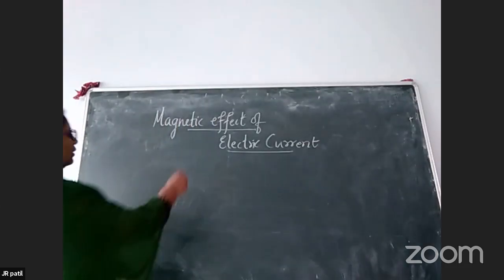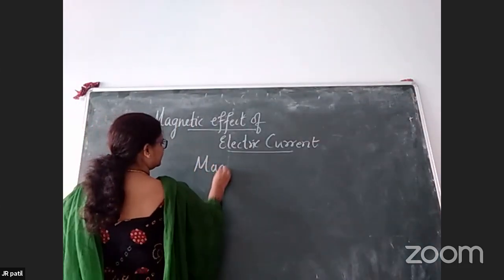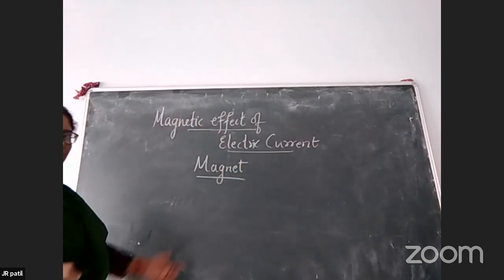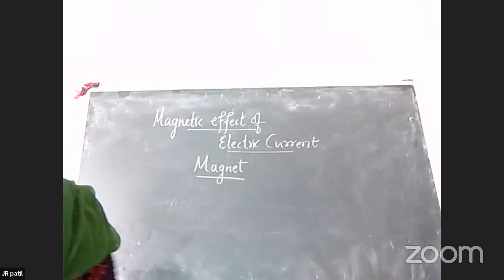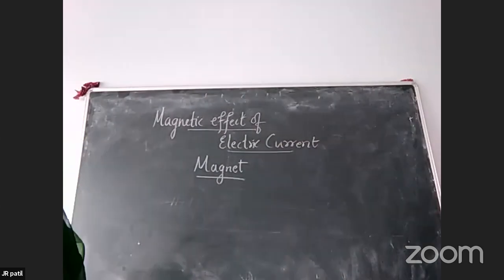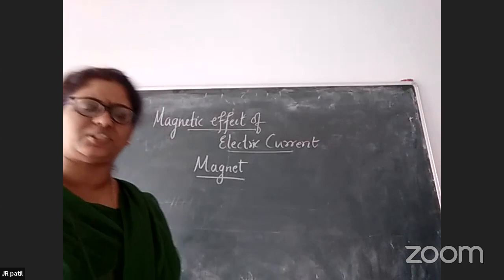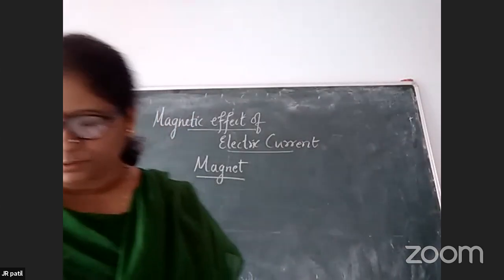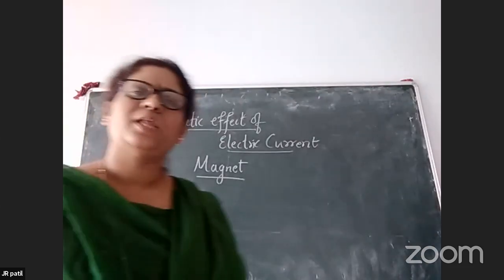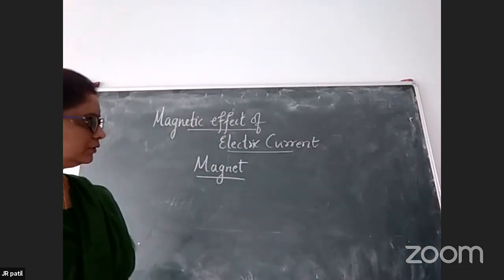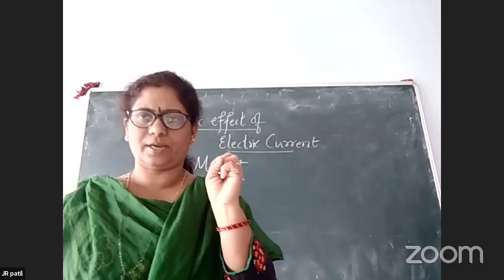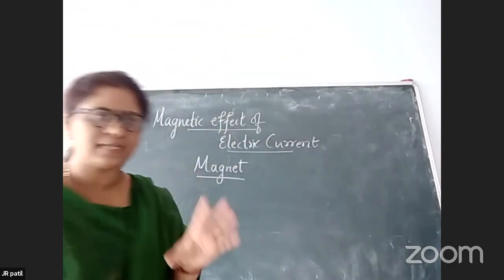Before that, we'll see what is a magnet. It is a substance which is able to attract small pieces of iron. You know what is a magnet? Have you seen a magnet? Have you seen a magnet attract any iron article?